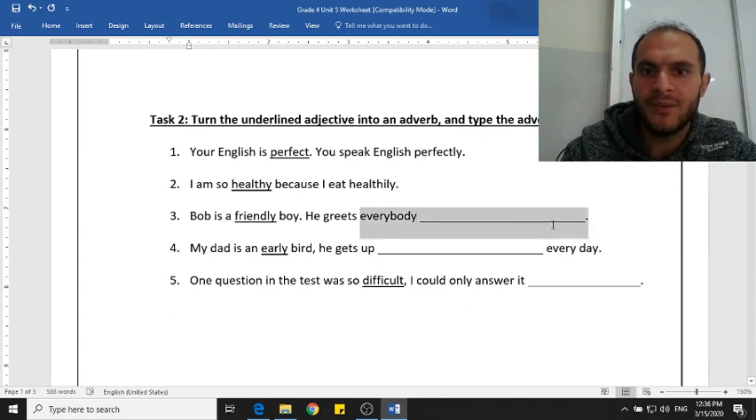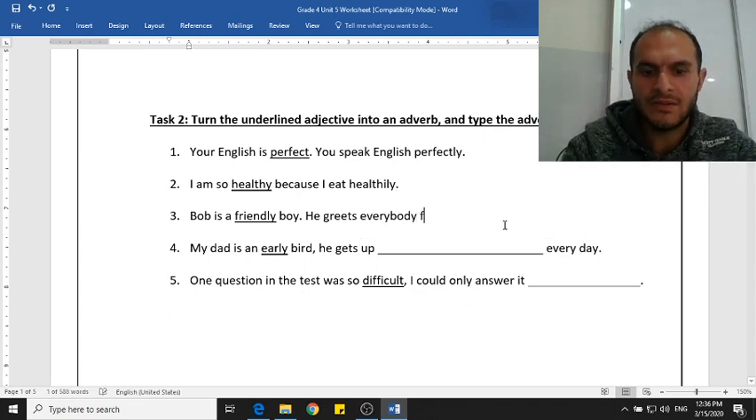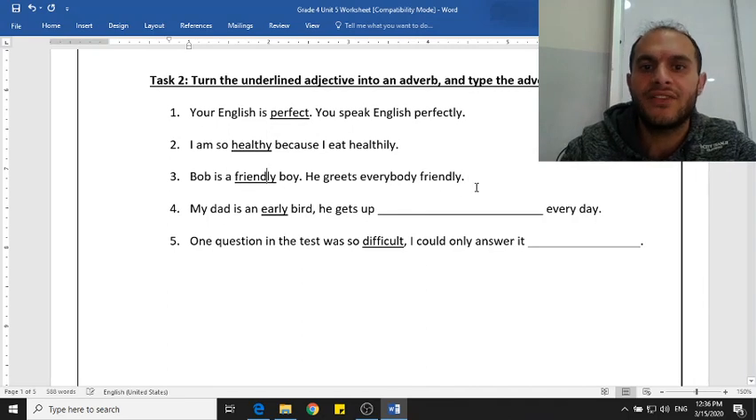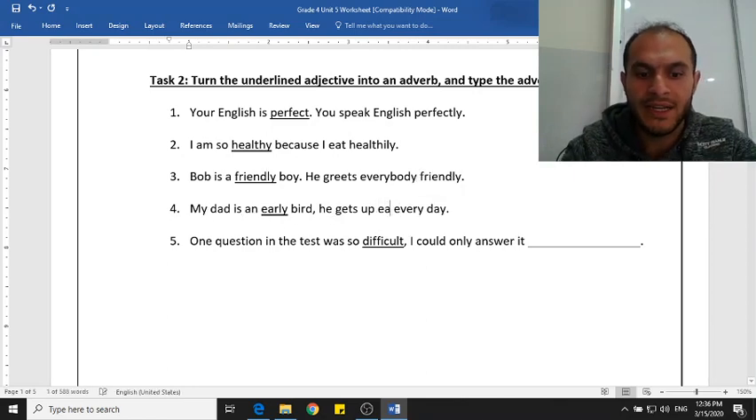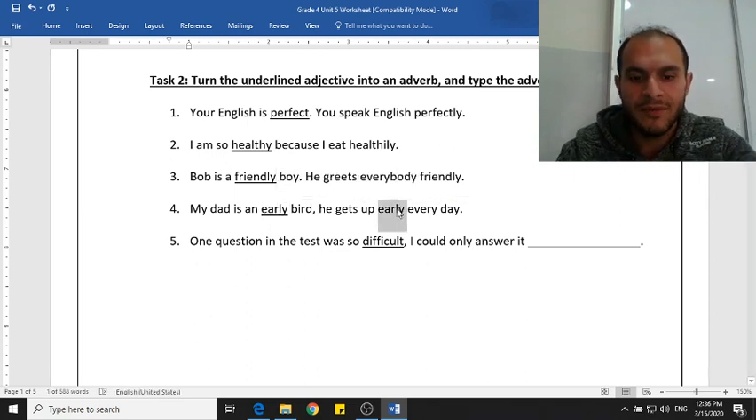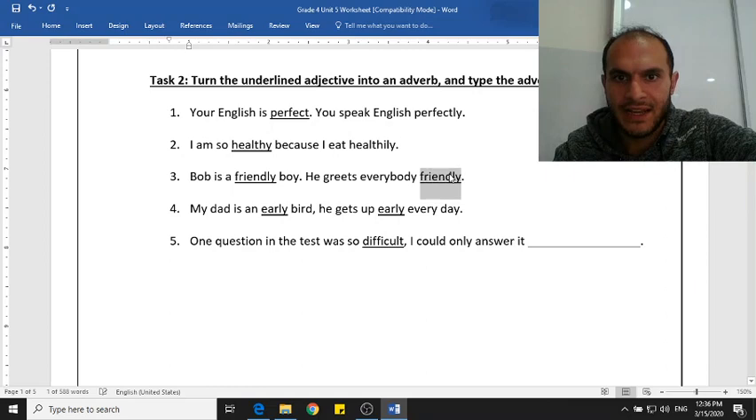And now we have Bob is a friendly boy. He greets everybody friendly. This word has the adjective and the adverb all the same. And my dad is an early bird. He gets up early. Again, the word early is a word that is the same when it's an adjective and an adverb.